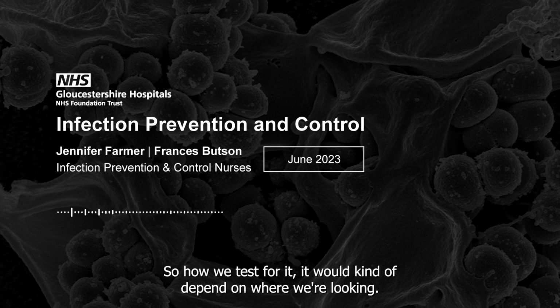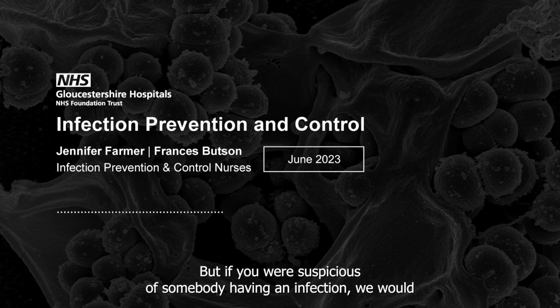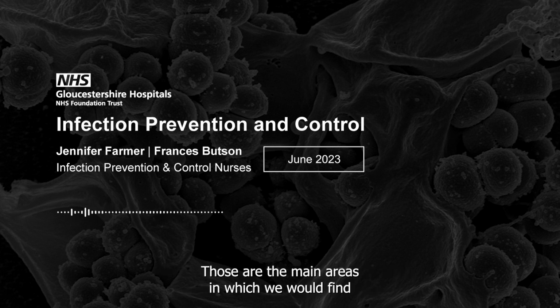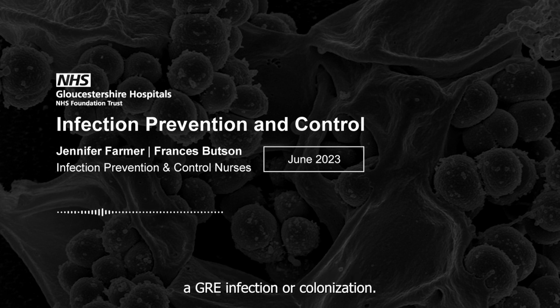So how we test for it would depend on where we're looking. But if you were suspicious of somebody having an infection, we would send a wound swab or a stool sample, a urine sample, or a blood culture. Those are the main areas in which we would find a GRE infection or colonization. Absolutely.